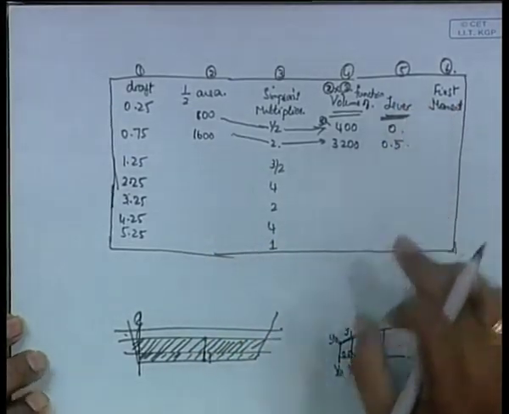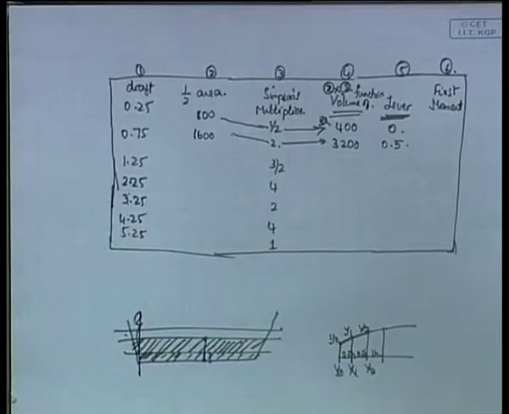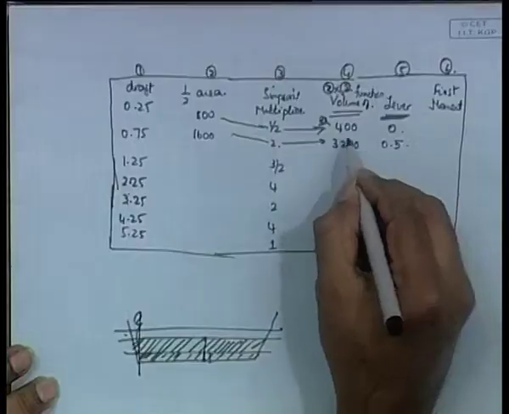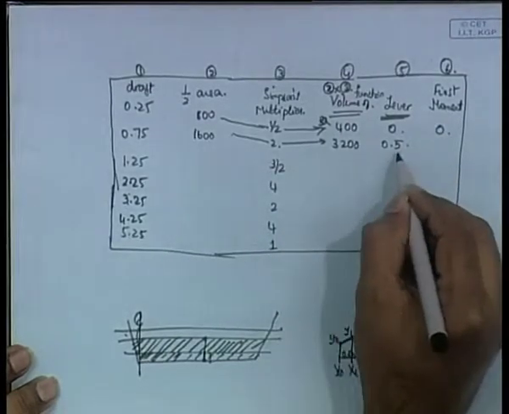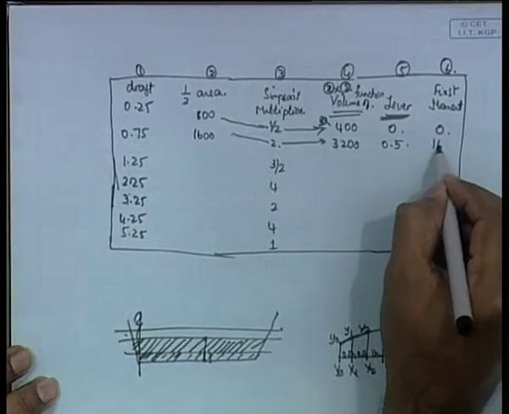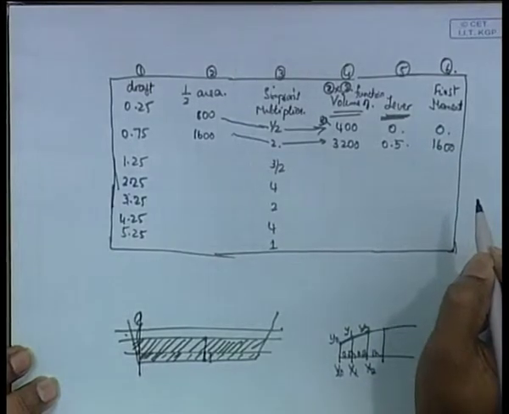So this lever is actually the distance from the bottom. When that volume is multiplied by that lever, you get the moment. That's called the first moment of that volume. So in this case, 400 into 0 will give you the first moment, 0. 3200 into 0.5 will give you 1600, the first moment.